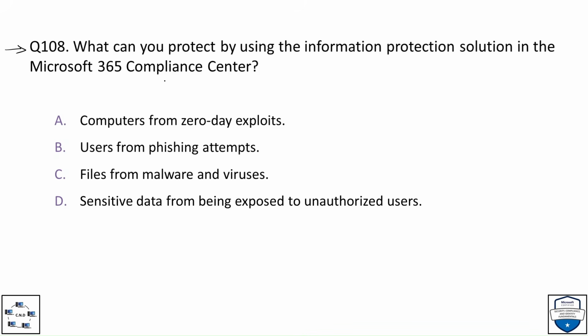Question number 108, what can you protect by using the information protection solution in the Microsoft 365 Compliance Center? Option A, computers from zero-day exploits. Option B, users from phishing attempts. Option C, files from malware and viruses. And option D, sensitive data from being exposed to unauthorized users. And the correct option is option D, sensitive data from being exposed to unauthorized users.